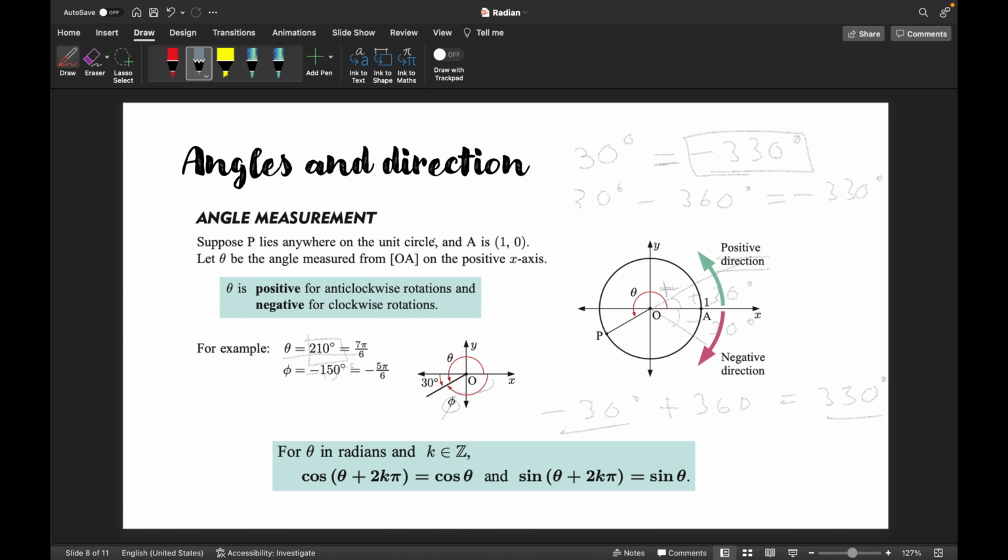Now that we've learned about direction and angles, let's move on to another topic. For theta in radians, and k an integer, a positive integer, this is extremely important. It has to be a positive integer value. So cos of theta plus 2k pi is cos theta. You might be very confused right now, but just think about it.